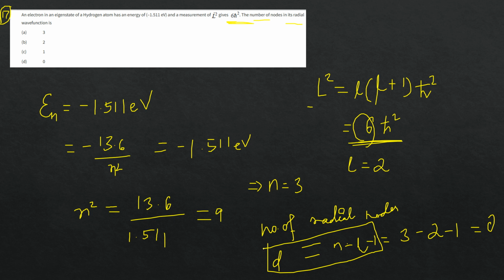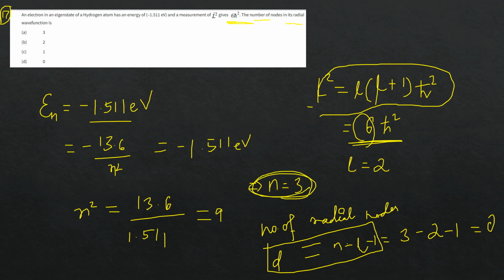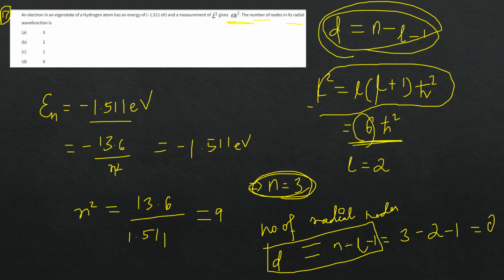Okay, is it clear? An electron in an eigenstate of hydrogen atom has an energy this much and angular momentum this much. L square is given as 6 h cut square, and from there you can calculate L. Energy is given as minus 1.511, so from there you can calculate n, that is your 3. The number of nodes in its radial wave function will be n minus L minus 1. This will be your number of nodes, and that will be 0. Yeah, that will be the answer. 0 is in option D.